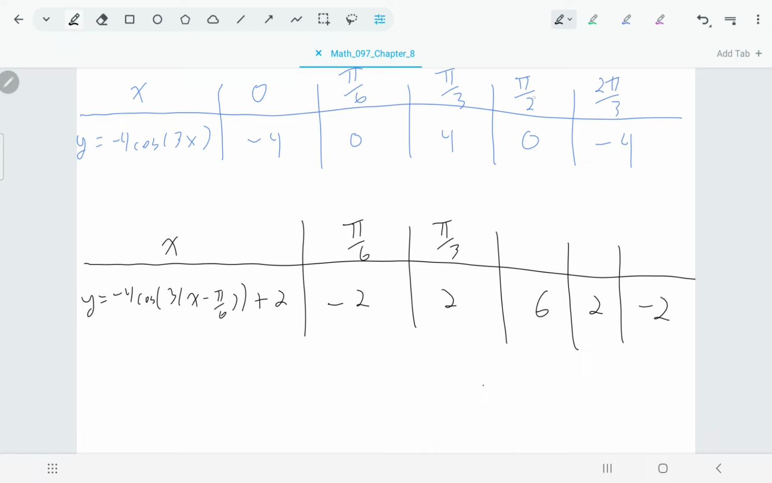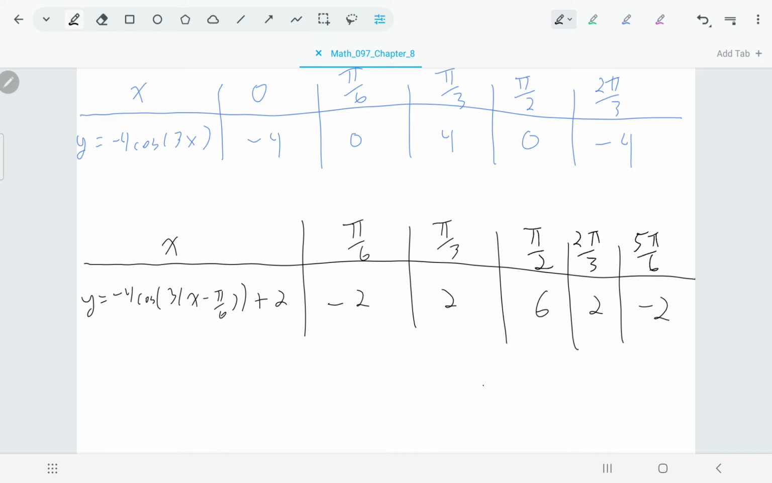So for the next one, I would be asking myself, pi over 3 plus pi over 6, or in other words, what is 1/3 plus 1/6? Turns out to be 1/2, so pi over 2. Pi over 2 plus pi over 6 is 2 pi over 3. 2 pi over 3 plus pi over 6 is 5 pi over 6.